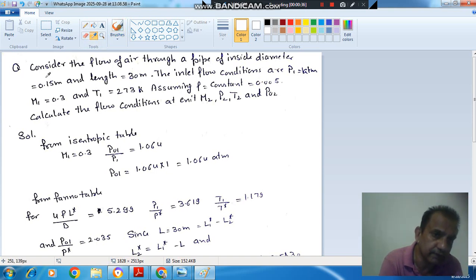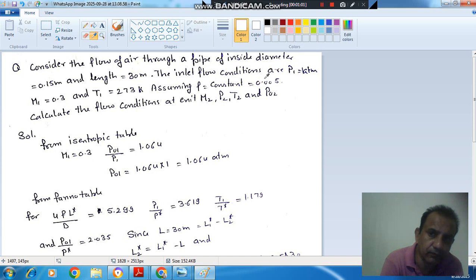So the example is, consider the flow of air through a pipe of inside diameter 0.15 meter and length 30 meters. The inlet flow conditions are P1 is equal to 1 atmosphere, M1 is equal to 0.3, T1 is equal to 273 Kelvin, assuming f is equal to a constant 0.005. Calculate the flow conditions at exit: M2, P2, T2 and P0.